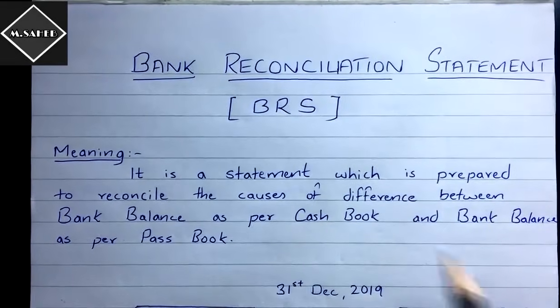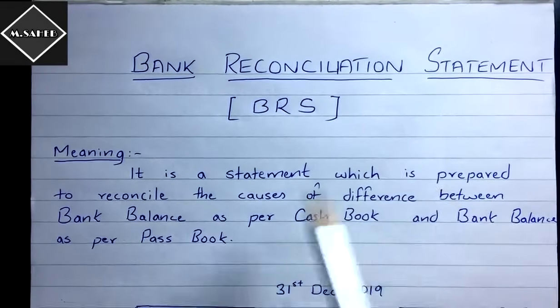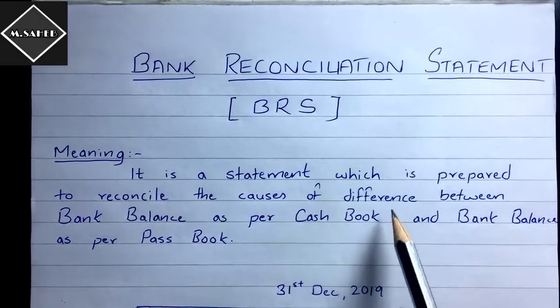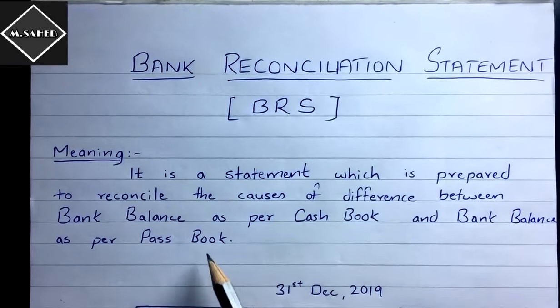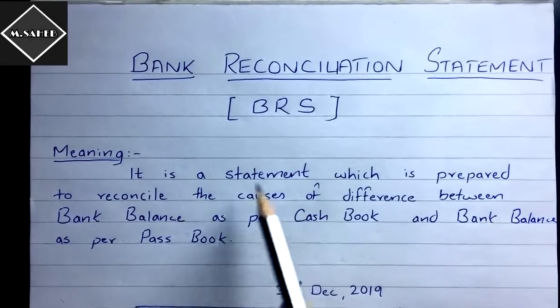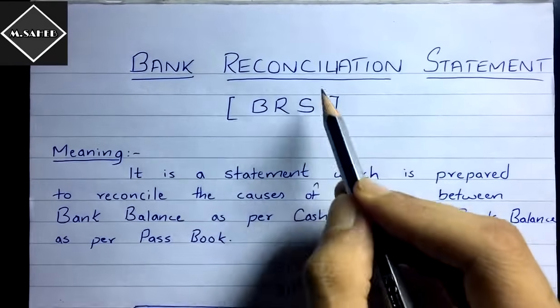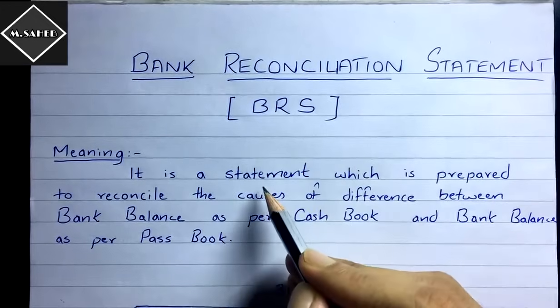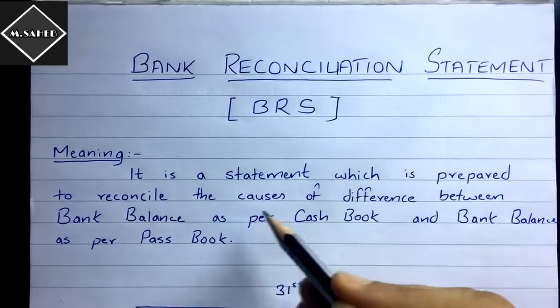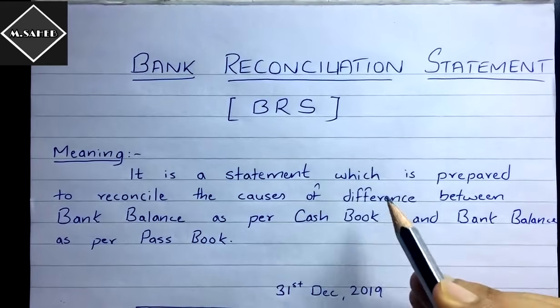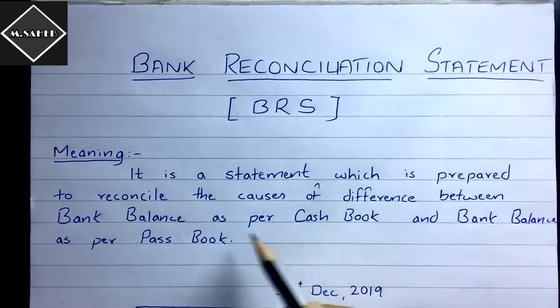So here is the meaning. It is a statement which is prepared to reconcile the causes of difference between bank balance as per CashBook and bank balance as per Passbook. According to this meaning, we come to know that BRS is a statement prepared to reconcile the causes of difference. What difference? The difference between the CashBook and the Passbook.